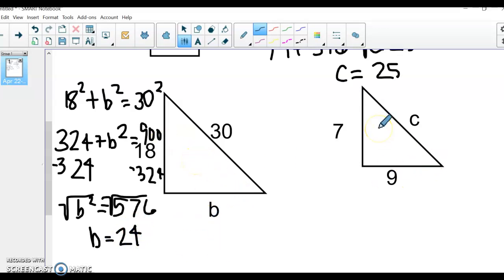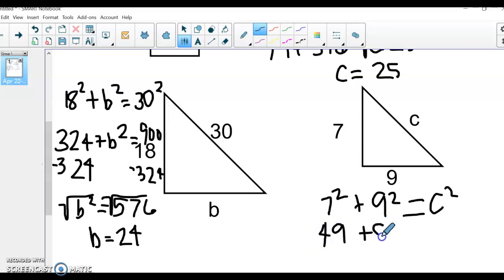And then the last one is that it's not always going to turn out pretty when you do these. So if we have 7 squared plus 9 squared, we need to get c squared so that we can get our c. So the area, if we had a square here, would be 7 times 7, which would be 49, plus 9 times 9, which would be 81. That gives us an area for c of 81 plus 49, and that's 130. So c squared equals 130.